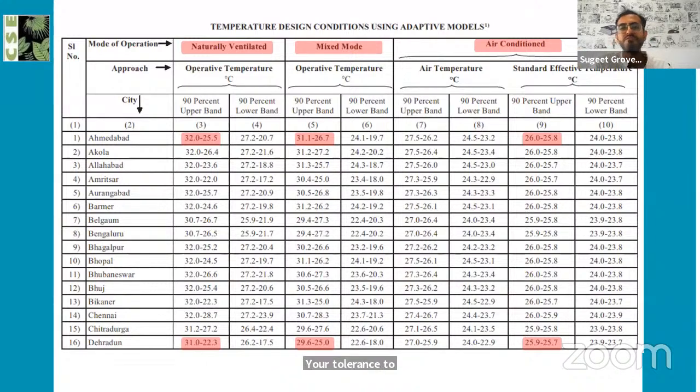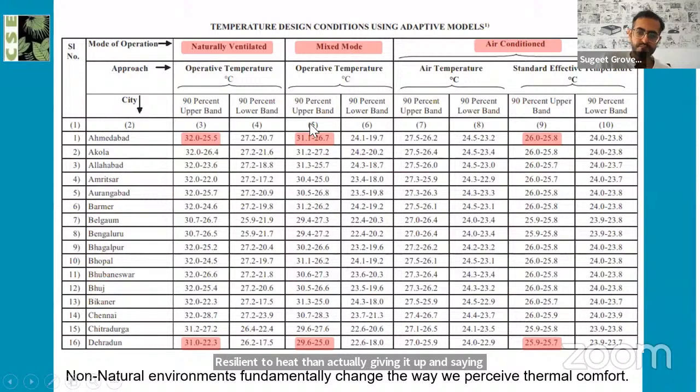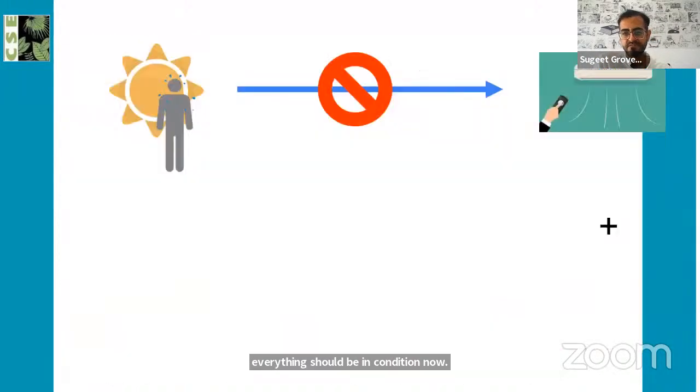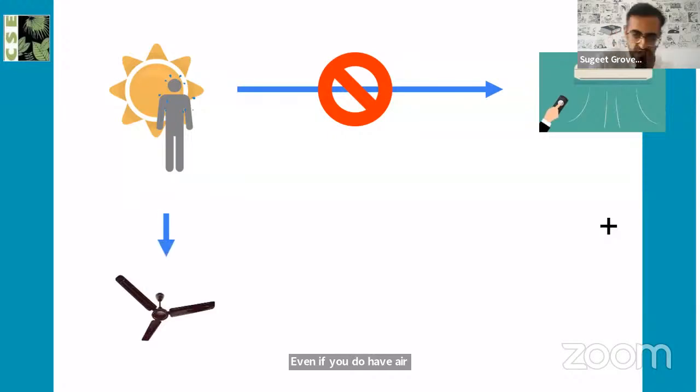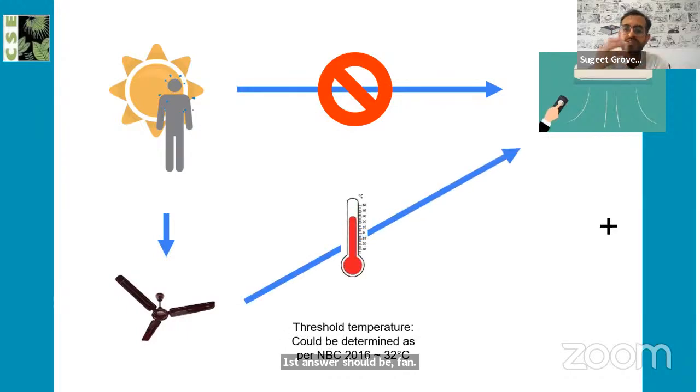And this is something we should be against, because we should be more resilient to heat than actually giving it up and saying everything should be air conditioned now. So non-natural environments fundamentally change the way we perceive thermal comfort. Even if you do have air conditioning, I would suggest your first answer should not be air conditioning, but perhaps a fan. If a fan doesn't work, then use air conditioning in combination with a fan.